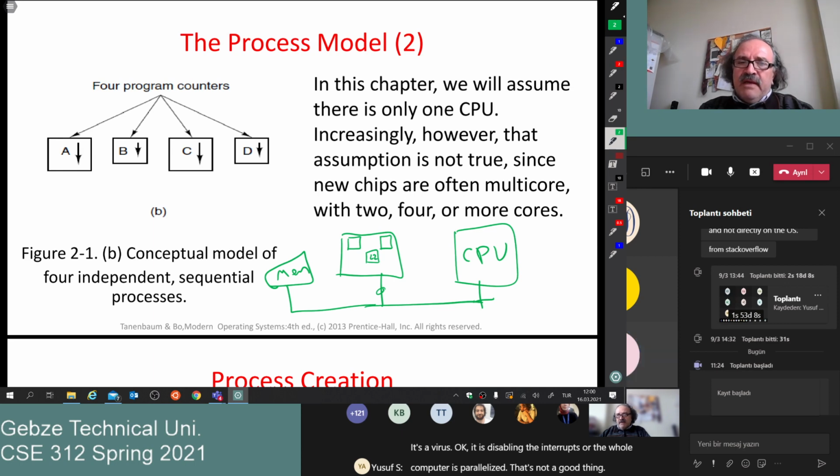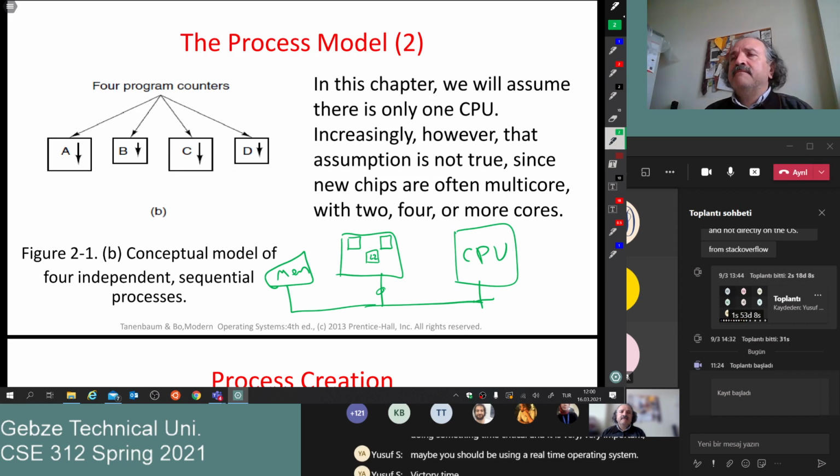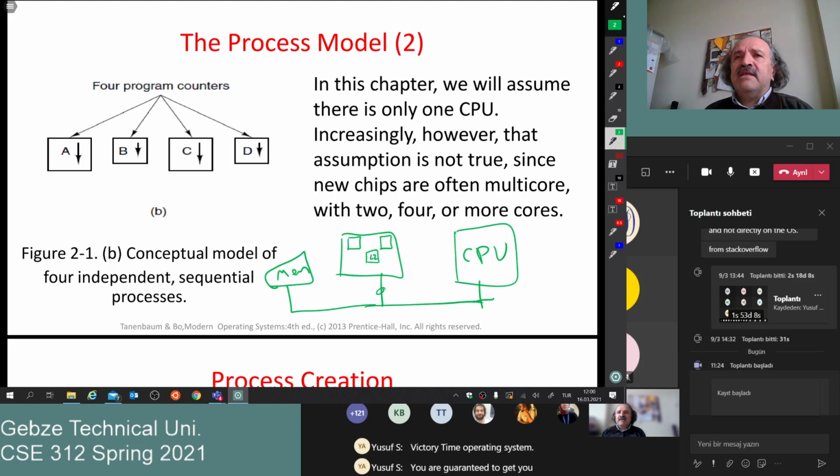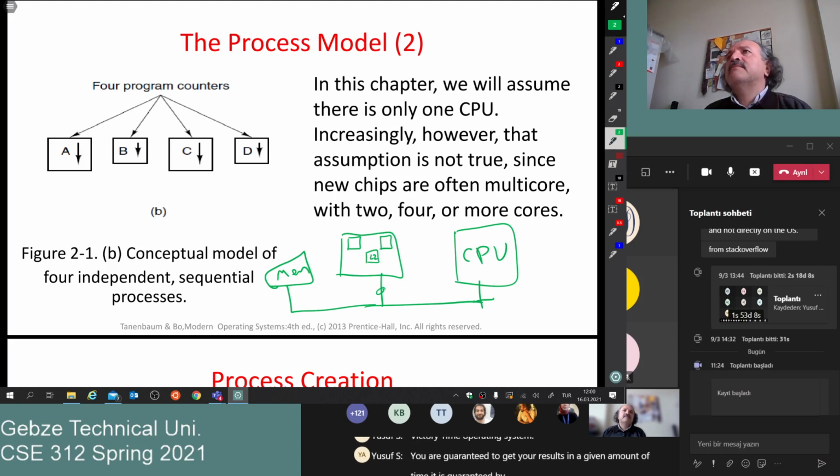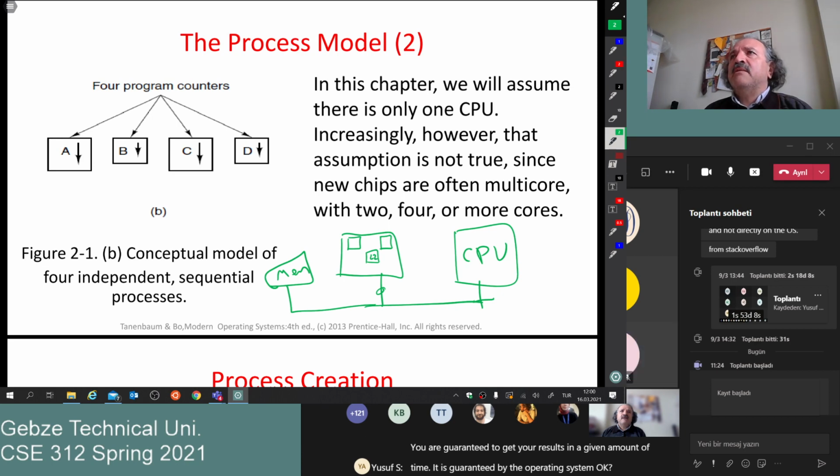But there are ways of understanding if an interrupt has occurred. You might say that, okay, I am doing something important, and if an interrupt occurred and I lost the CPU control, when the control comes back to me, there is a way of understanding it. So if there is damage done, you can understand how much damage you got. If you are doing something time critical and it is very, very important, maybe you should be using a real-time operating system. With a real-time operating system, you are guaranteed to get your results in a given amount of time. It is guaranteed by the operating system.